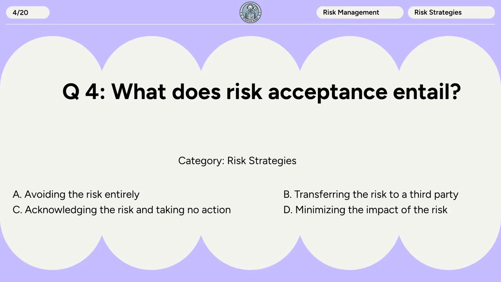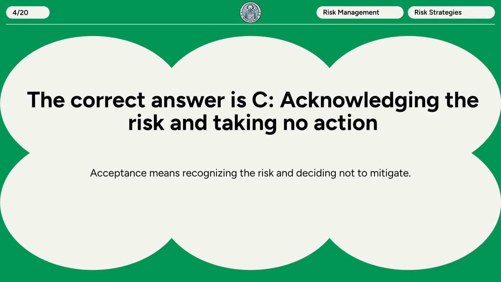Question 4. What does risk acceptance entail? A. Avoiding the risk entirely. B. Transferring the risk to a third party. C. Acknowledging the risk and taking no action. D. Minimizing the impact of the risk. The correct answer is C. Acknowledging the risk and taking no action. Acceptance means recognizing the risk and deciding not to mitigate.